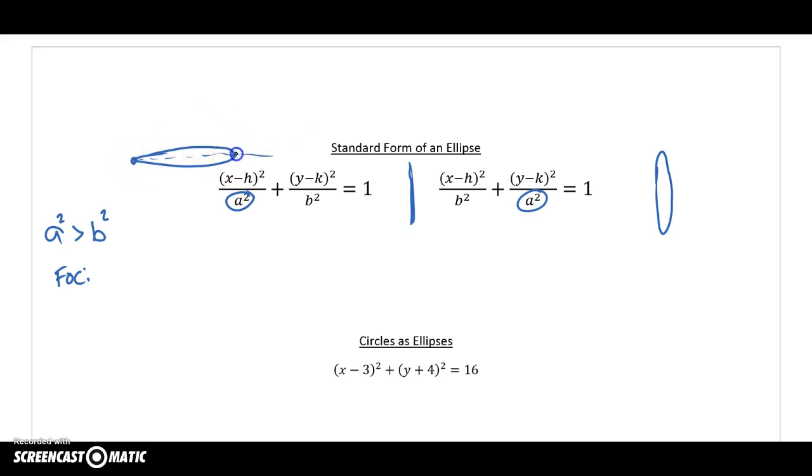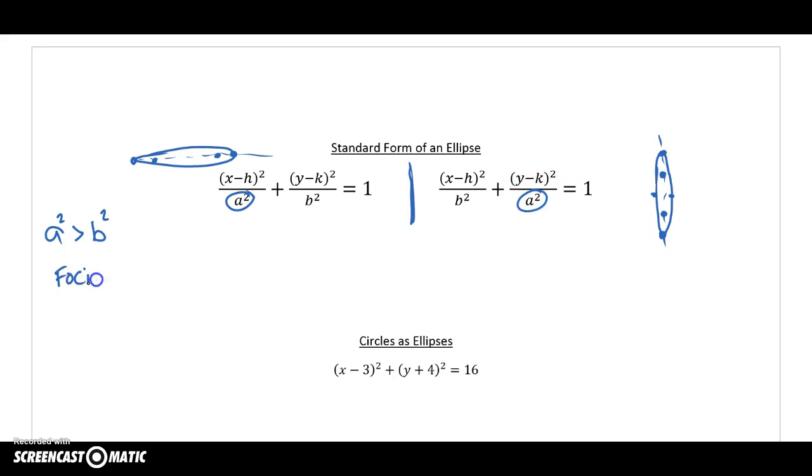Remember, these are called vertices. My foci would be equidistant from the center along that major axis. So same thing over here. This would be my major axis. My vertices are here. By the way, these other ones are called covertices. My two foci, one would be there, one would be there, somewhere in that area. But they would fall along your major axis, which is vertical in this one, because a squared, which we're saying is bigger, is underneath y, stretched vertically.